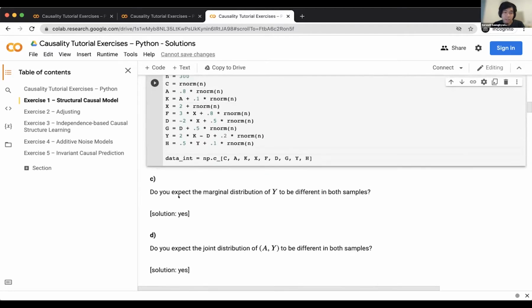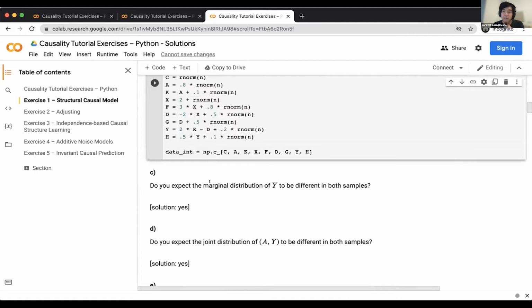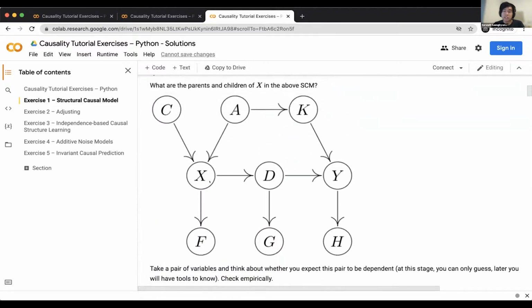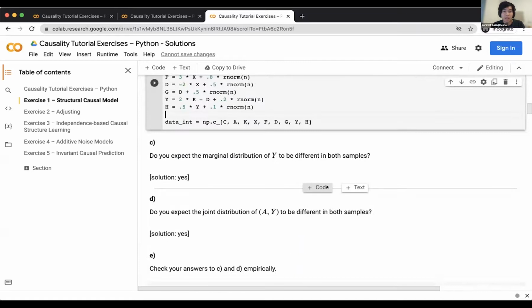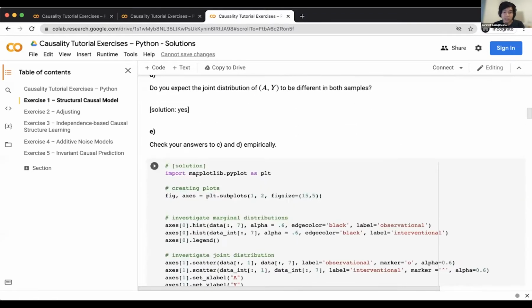And next, the question is, do we expect the marginal of Y to be different from both samples? Maybe the easiest way to think about it is by looking at the graph. You can see that X really influences D, and D influences Y. So we can expect that if we change something on X, it should really change the distribution of Y because of this path here. And the answer is yes. And we can actually check in print.